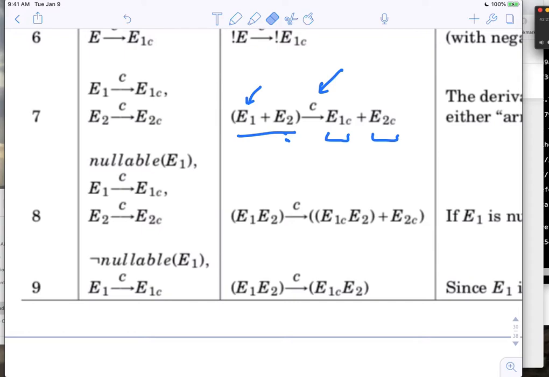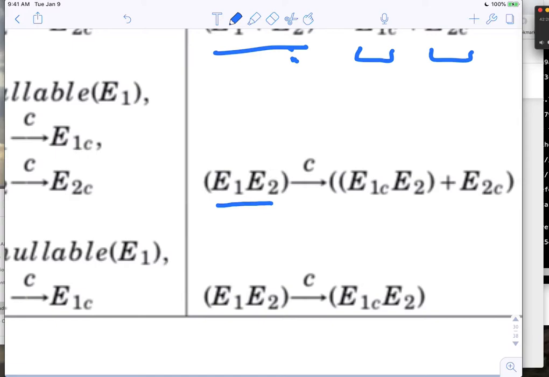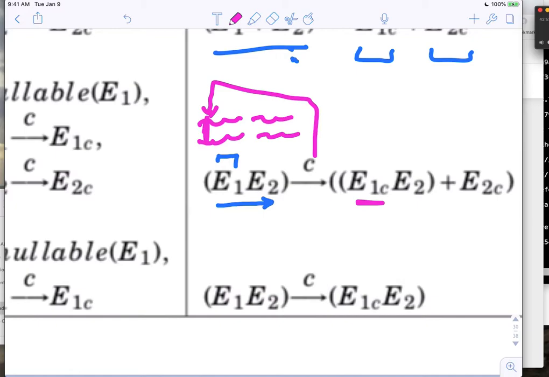So E1, E2 is a concatenation of two regular expressions, correct? E1 has a bunch of strings in it, and E2 has a bunch of strings. What we are trying to do is take C away from the head here, if at all it's available. That's one option, in which case what remains is summarized as E1C, which is this piece.